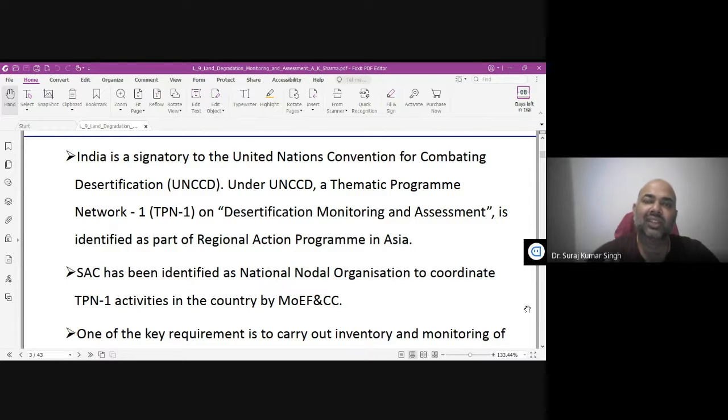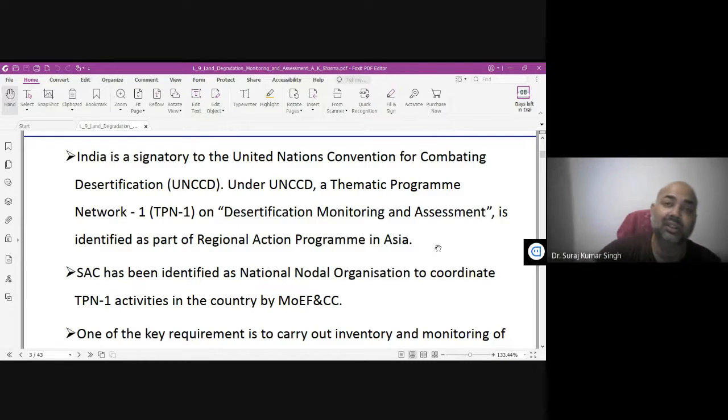First you identify it, then only can you have some mitigation and planning so that the land degradation category or area can be converted into productive land, and that can be done only if you are monitoring the deserted area continuously. So for this, Space Applications Centre has been identified as the National Nodal Organization to coordinate TP1. TP1 means desertification monitoring and assessment.